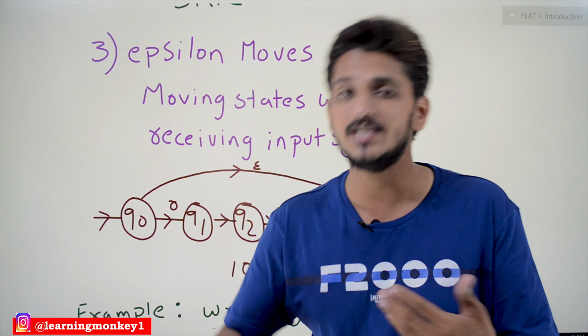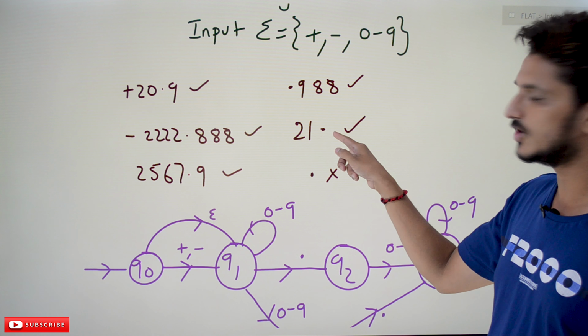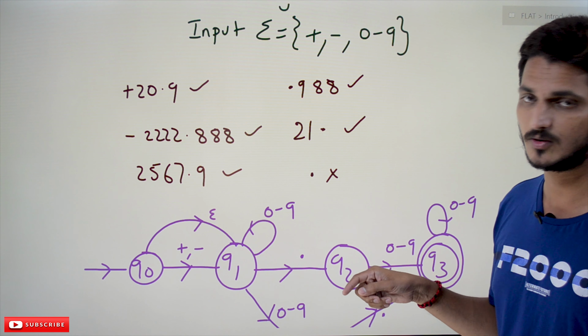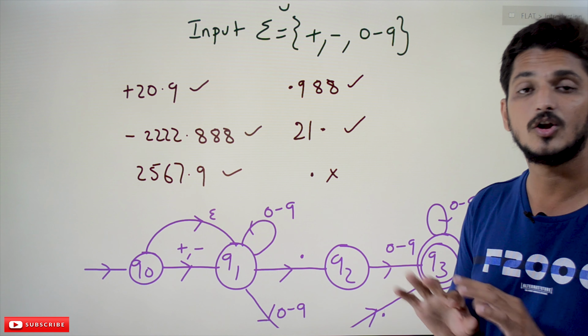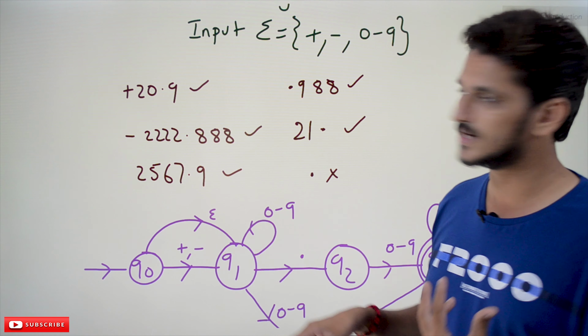Let's take some sample floating point numbers. Plus 20.9, yes, we can accept it as a floating point number. Minus 2222.8888, yes, this is also accepted as a floating point number. 2567.9 is accepted. .988 is accepted as a floating point number. 21. is also accepted as a floating point number. Only a dot is not accepted. So what do we understand from these examples?